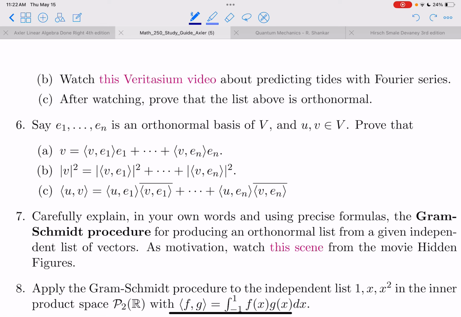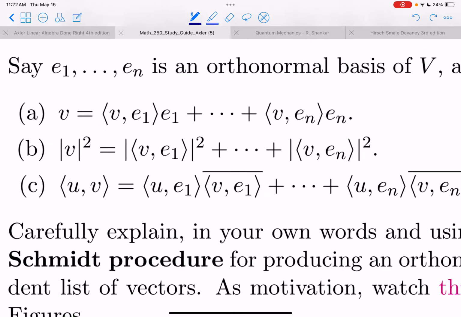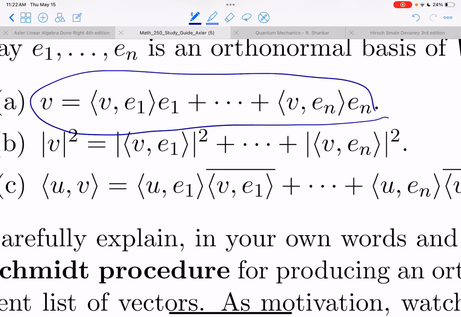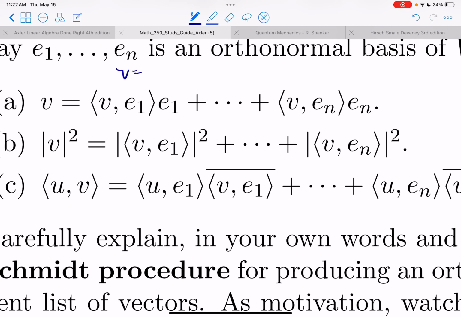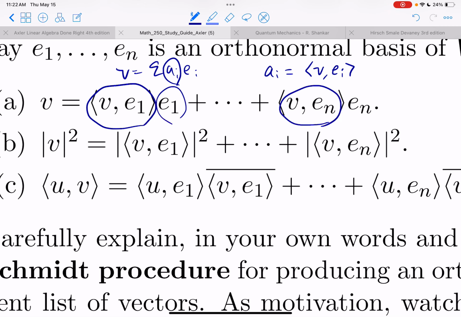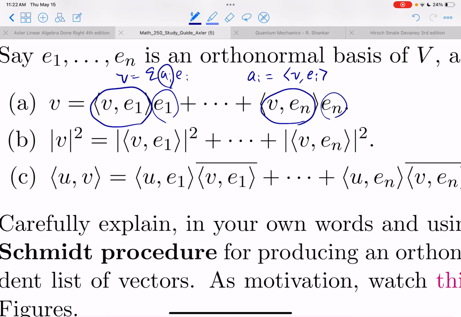Okay, let's look at this one. Say the E1, E2, etc. are an orthonormal basis, prove that V is equal to this. Well, that's what we just proved, right? Any vector V can be written as a linear combination of a basis, but if the E sub i's are orthonormal, we know how to compute A sub i. A sub i is just take that V and dot it with E sub i. And so that's why we put V dot E1 as the coefficient of E1. That's why we put V dot En as the coefficient of En. Because those are the formulas for the coefficients that we just proved.